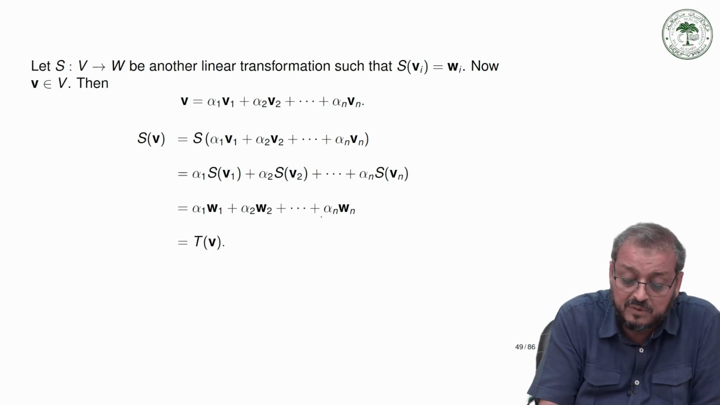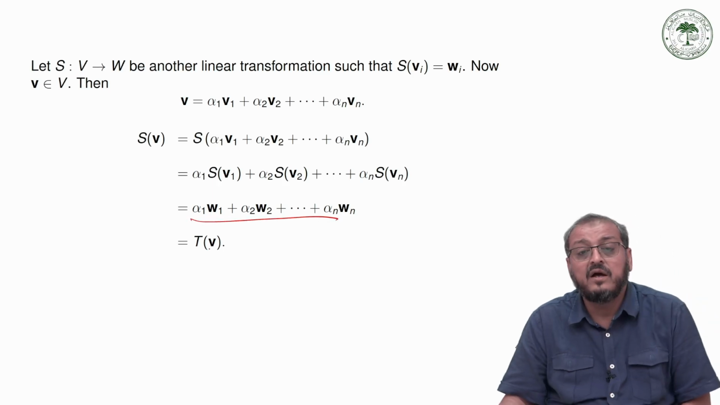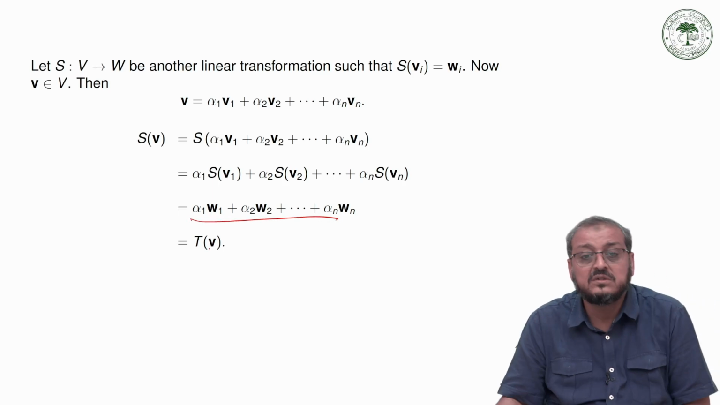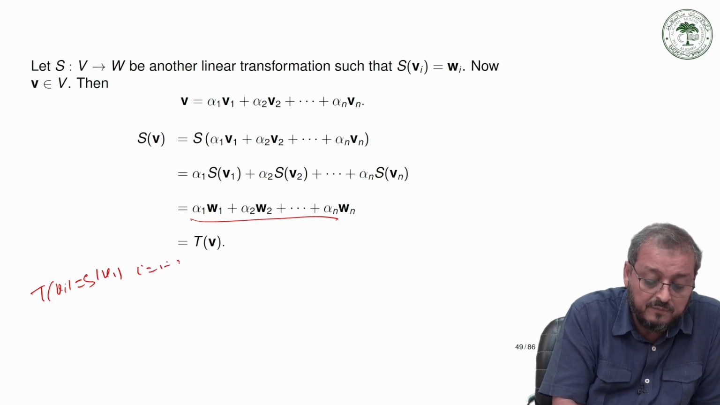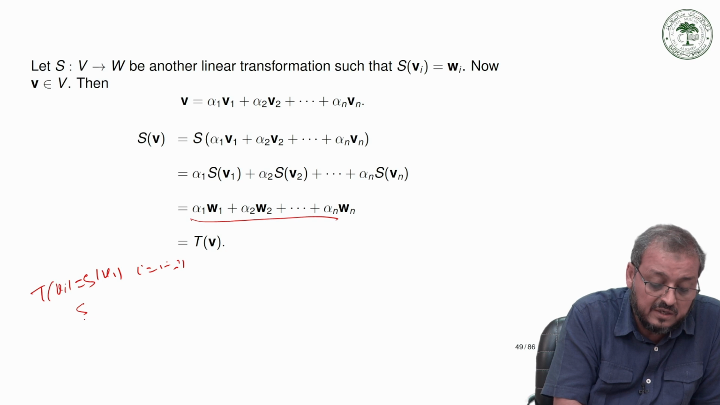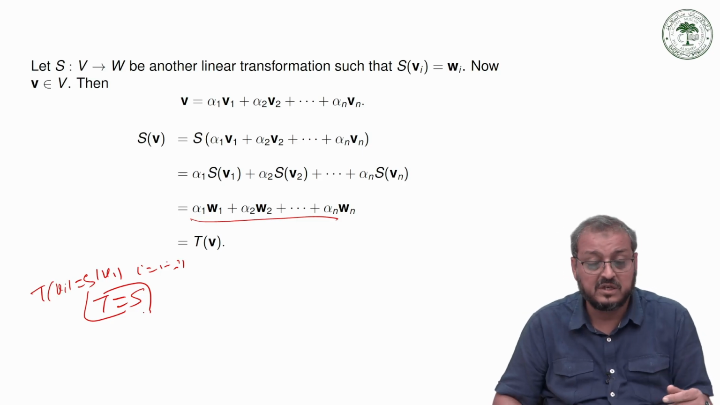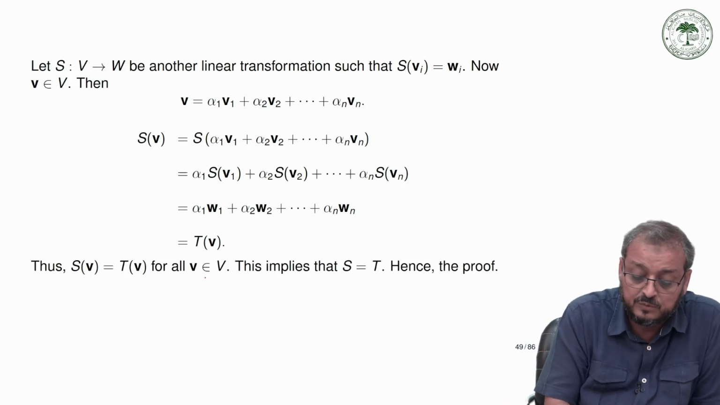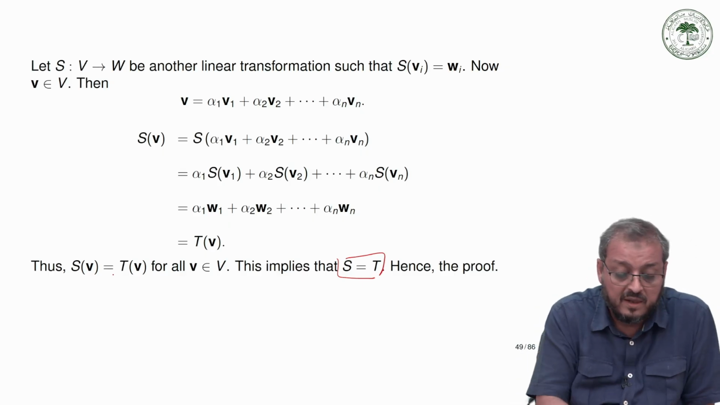This is nothing but T of v, and we already proved the previous result, where we showed that if T of vi is equal to S of vi for i running from 1 to n, then T and S are the same. So this implies that T is equal to S for all v.